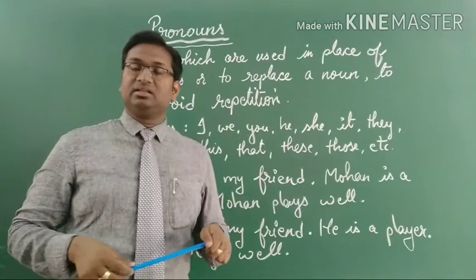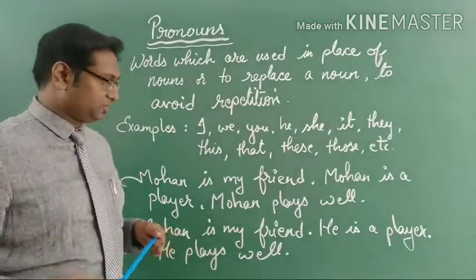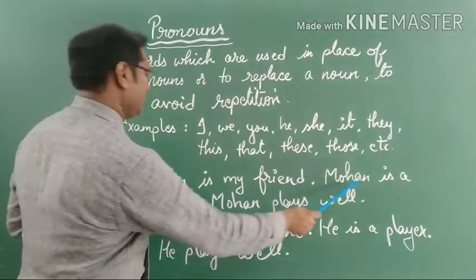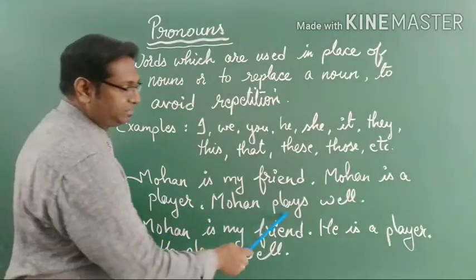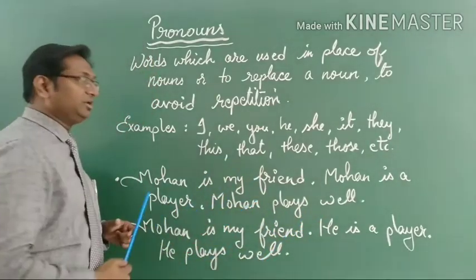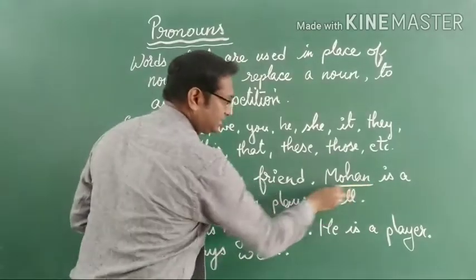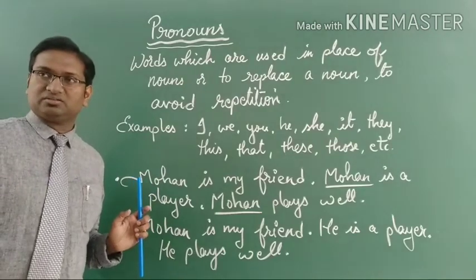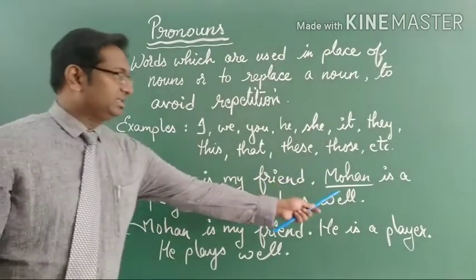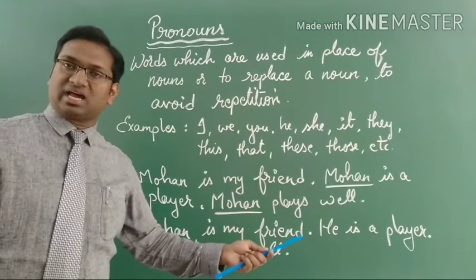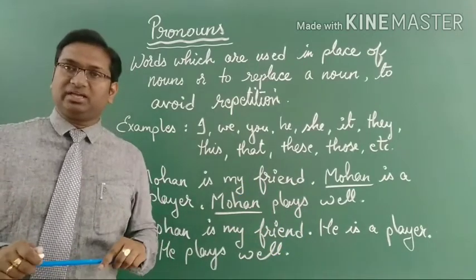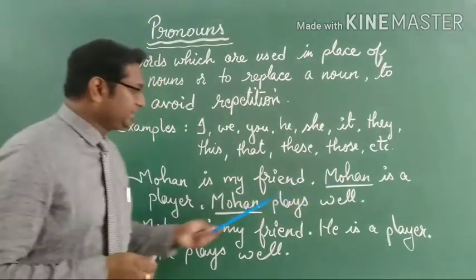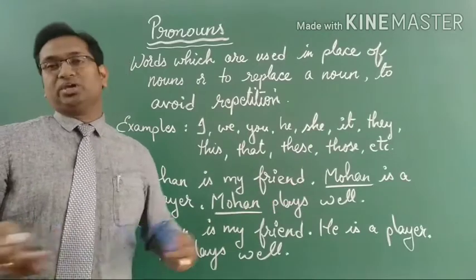Now let's see an example of pronouns in sentence form. Mohan is my friend. Mohan is a player. Mohan plays well. Now over here we are using Mohan again and again. While starting the sentence you can use Mohan as the subject. But the second, third and fourth time you cannot use Mohan as subject because this is not natural in grammar. So just to avoid this repetition of subject we use pronouns.